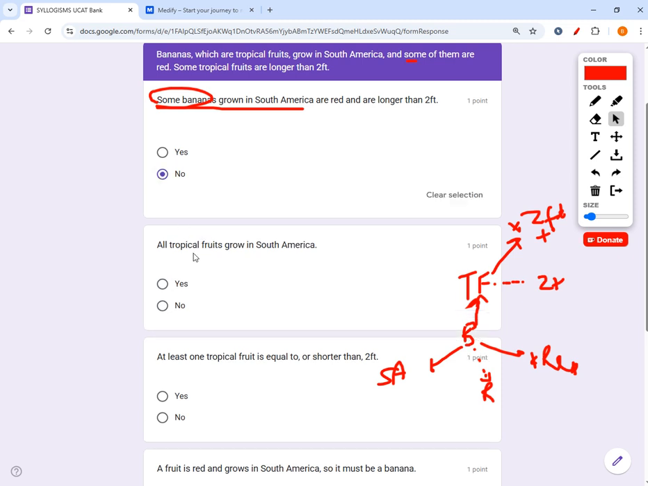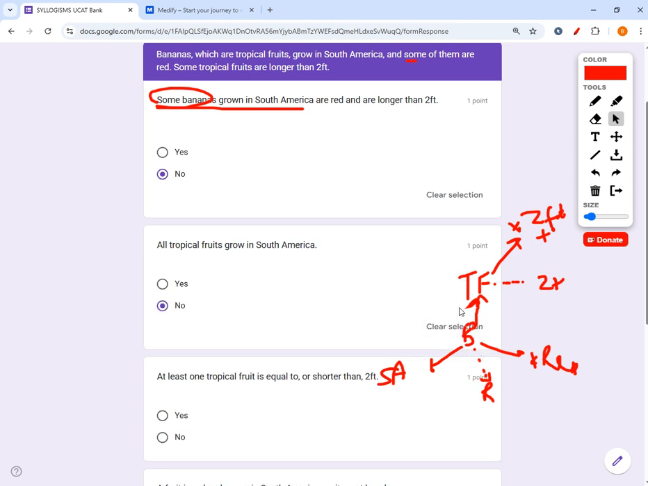Righty, moving on. All tropical fruits grow in South America. Absolutely not. Complete lack of information. He's going against the arrow, so forget it. Not all tropical fruits grow in South America. That's the easy one. Right, moving on to our next one.